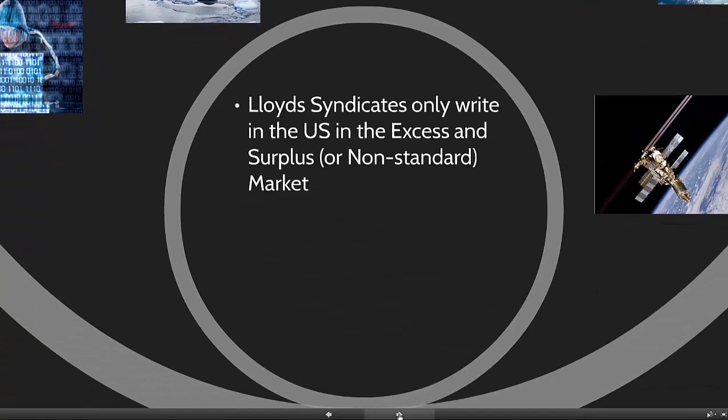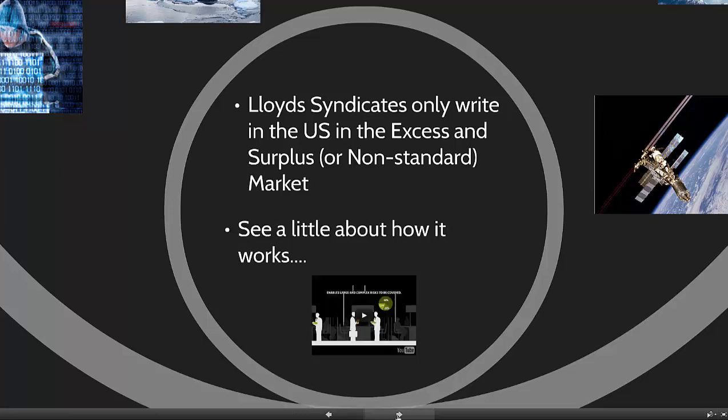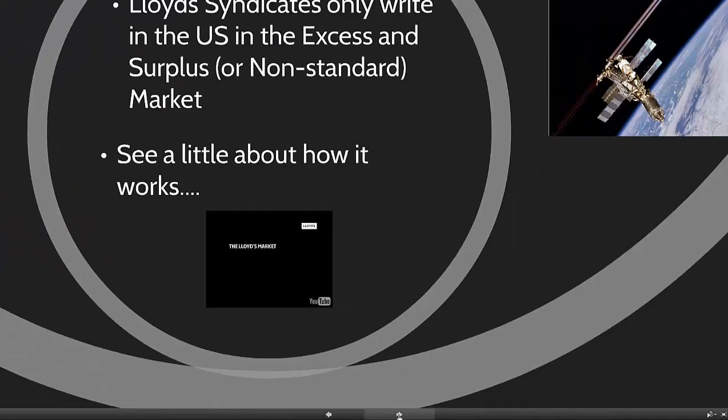Lloyd's syndicates only write in the United States in the excess and surplus lines, or the non-standard market. This is because Lloyd's is actually what we call an alien insurer, which means that they're not based in the United States. The surplus lines market is well known for insuring high risks and risks that can't be insured in other areas, which we've talked about briefly before. And you can also see another video about how Lloyd's works. Again, I'm not going to show this video within this YouTube video, but I'd like you to go into the Prezi and take a look at it because it's really quite interesting.